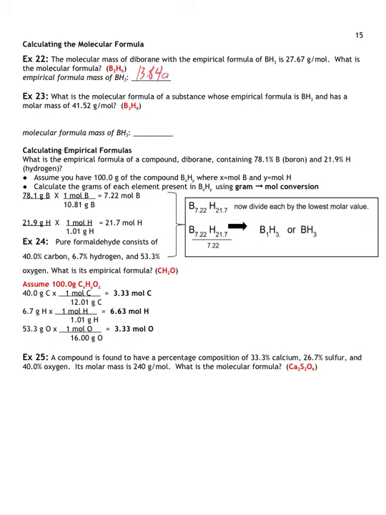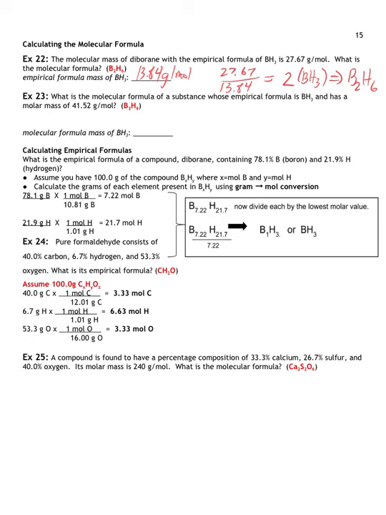Now, once again, when you can't recognize what multiple this number is to this number, you just divide them. Divide the bigger number, which is 27.67, by the smaller number, 13.84. And when you divide those two numbers, you'll see that it's a multiplier of 2. So you're going to double that of BH3, which is B2H6. So that is the molecular formula that we're looking for.